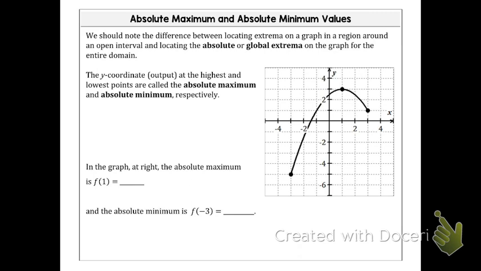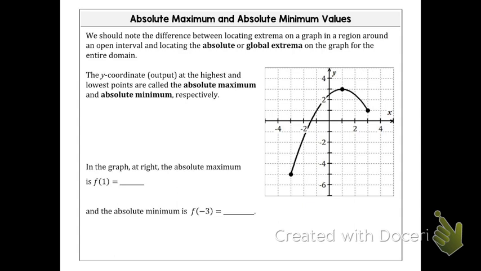All right, absolute maximum and absolute minimum values. So it says we should note the difference between locating extrema on a graph in a region around an open interval and locating the absolute or global extrema on the graph for the entire domain. The y-coordinates of the highest or the lowest points are called the absolute maximum and the absolute minimum respectively. So if our graph has a top point, that is the absolute, or they'll call it global, maximum. If it has a very bottom point, that's going to be your absolute or your global minimum value.